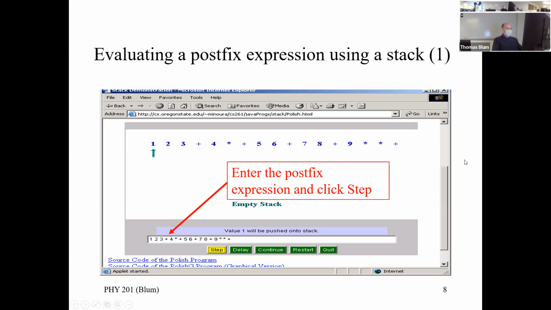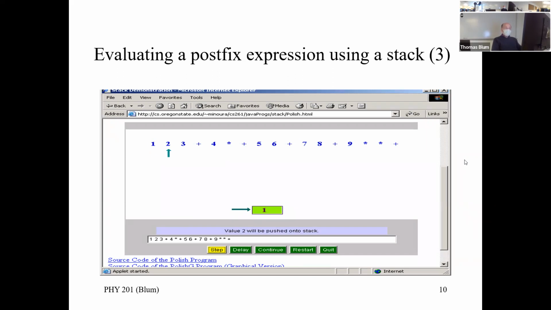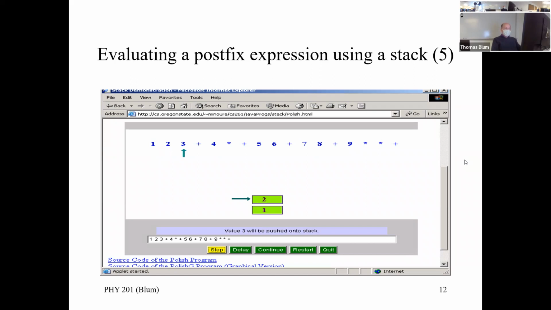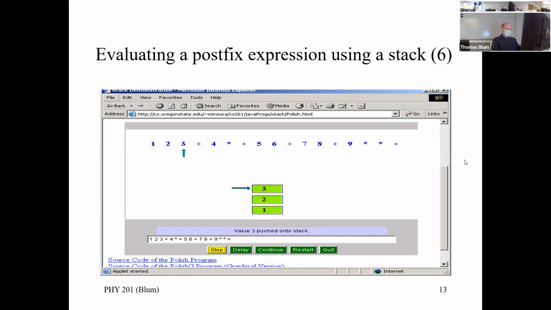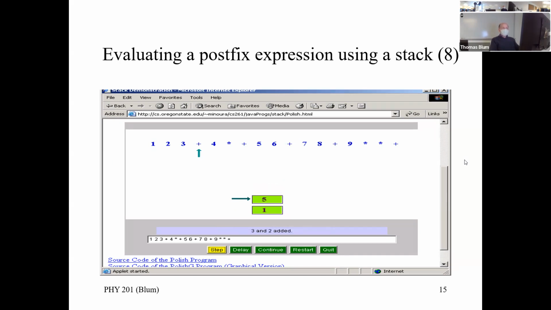I'll go through this relatively rapidly. So 1 is data, I put it on the stack. 2 is data, I'm going to put it on the stack. 3 is data, I'm going to put it on the stack. The next thing I encounter is the plus. It's an operation, not data. So I'm going to take the 3 off the stack and then the 2 off the stack. I'm going to pop the 3. I'm going to pop the 2. I'm going to perform the operation plus, get a 5, and push the 5 onto the stack.